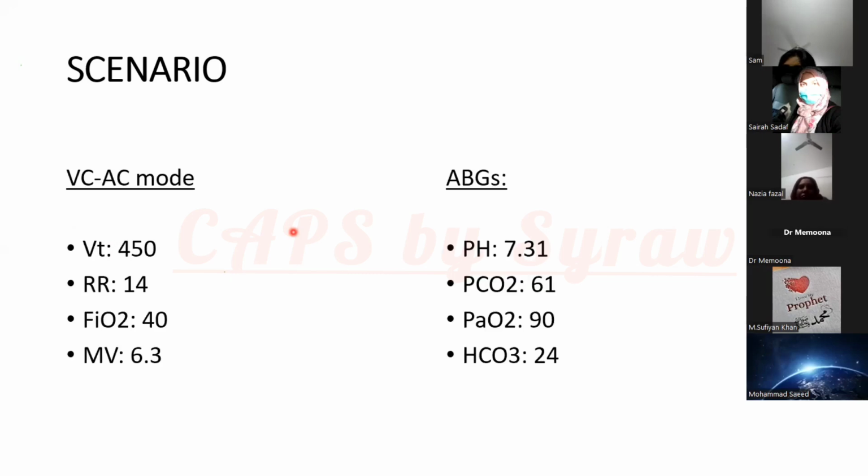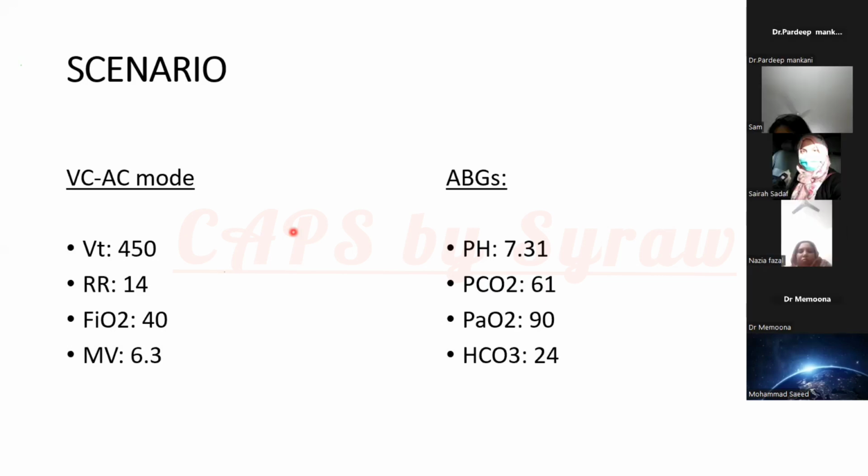The second scenario is volume control assist control mode. Since it's volume control, we set a tidal volume, which is 450 here, a rate of 14, FiO2 of 40, and minute ventilation is 6.3, which is adequate. Then we took a sample and saw the ABGs: the pH is 7.31, which is on the acidotic side, and the PCO2 is also raised, at 61. However, the PaO2 and bicarb are normal. So how do we correct this?